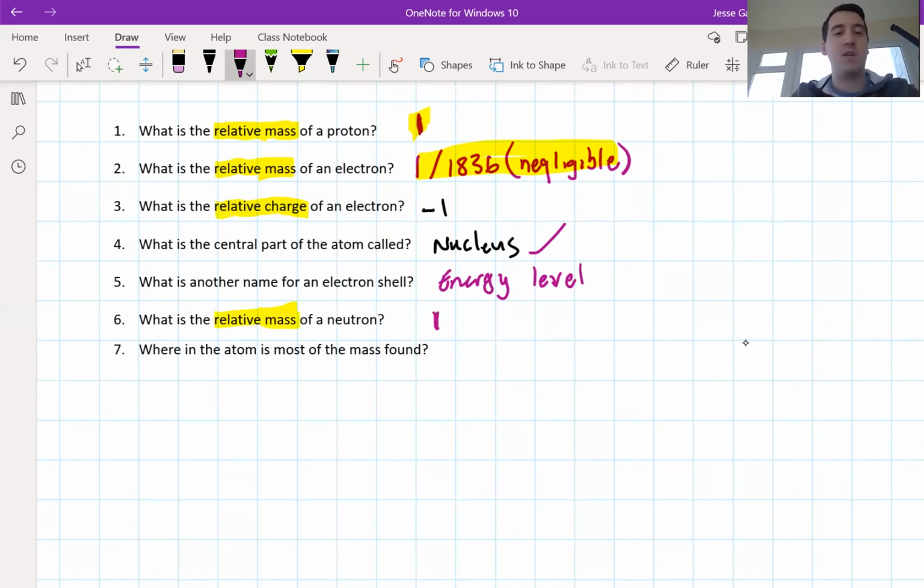Where in the atom is most of the mass found? Well, the protons and the neutrons are the things with the mass. The electrons don't really have any. And those are found in the nucleus. So in the nucleus is where most of the mass is found.